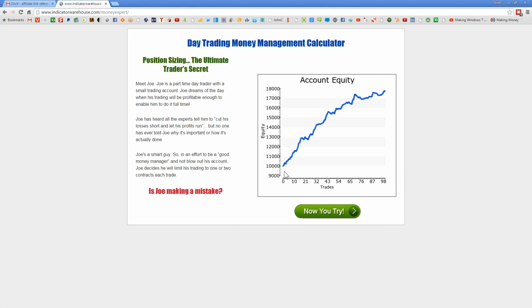This is how the average trader trades. He's a small trader. He says he's going to be careful. He's only going to trade singles. He starts with a $10,000 account, and 100 trades later, he's run it up to $17,000. Fantastic.